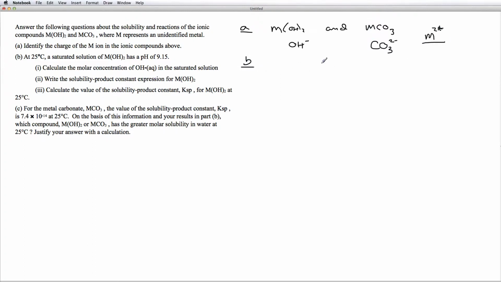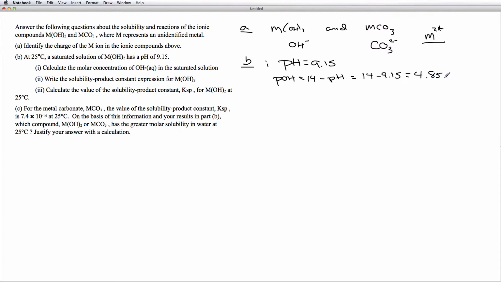B. In standard conditions, the pH is 9.15. And the question asks us first, in part I, to find the concentration of the OH. So pH equals 9.15. That means the pOH has to equal 14 minus the pH, which equals 14 minus 9.15, which is 4.85.